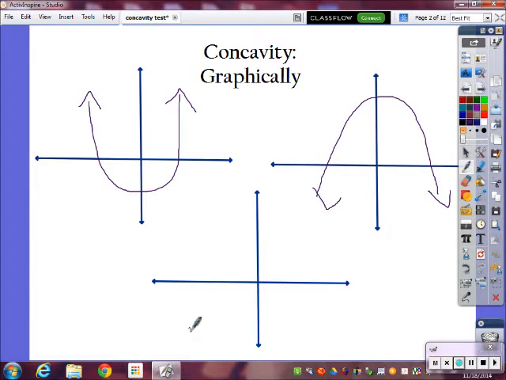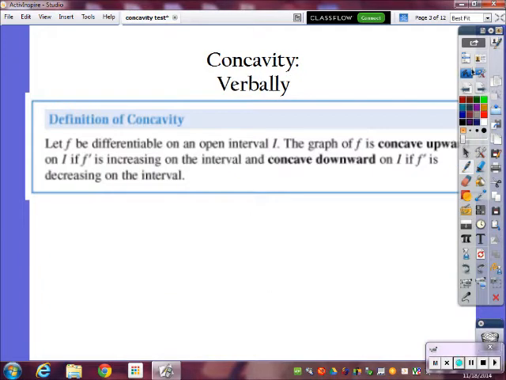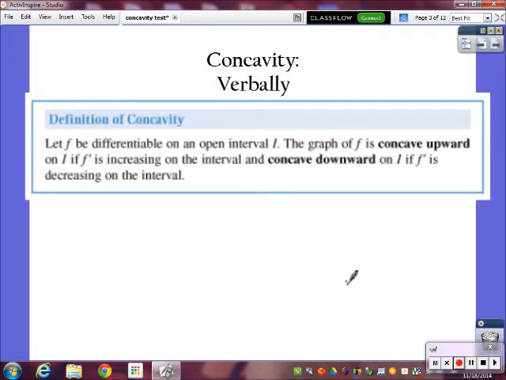And then you could have a combination. You could have concave down and then concave up all in one curve. So this would be up, down, and then this would go from down to up. Concavity defined in words.